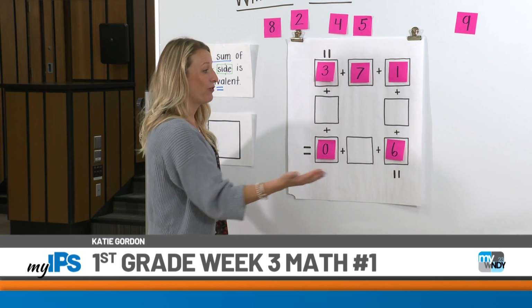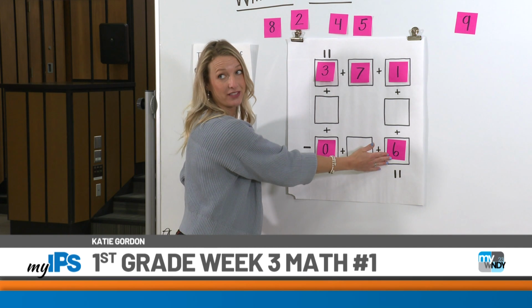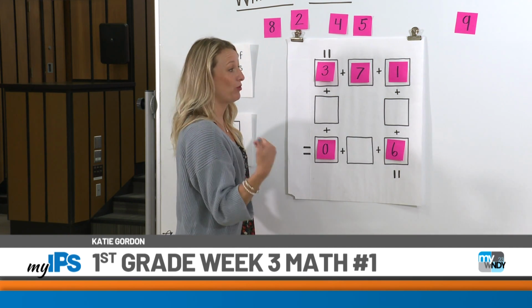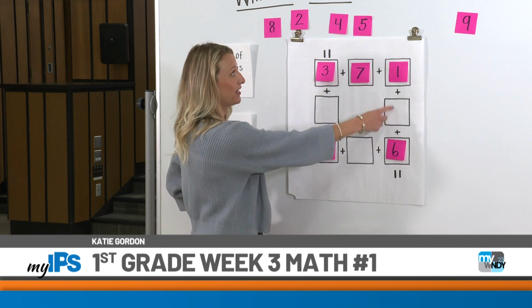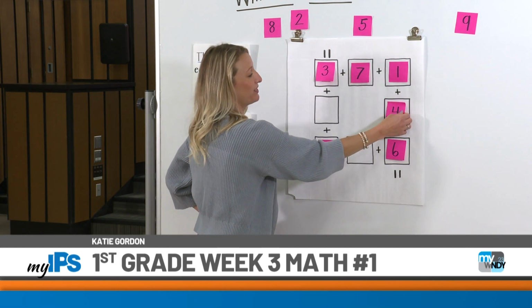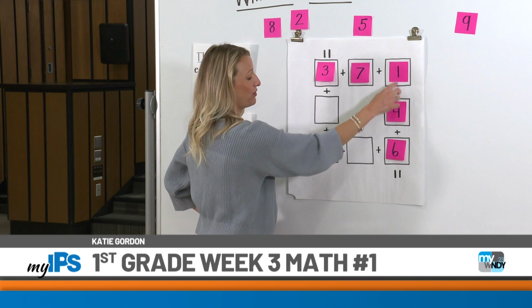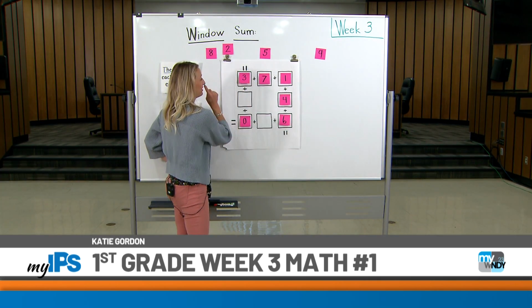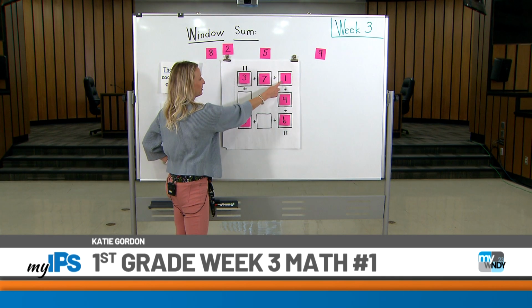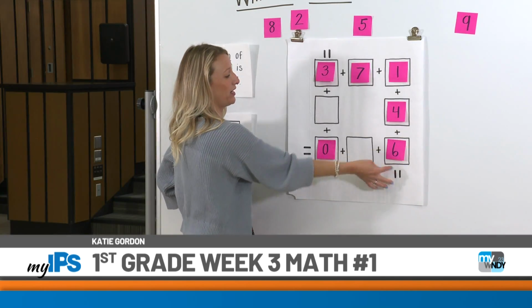So I'm trying to think, what is 6's friend of 10? If I have 6, how many more do I need to get 10? Take a moment, try to think about the number that would go here. 6 and 4 give you 10, plus 1 gives you 11. So each of your sums are 11 and 11 so far. So 7 plus 3 plus 1, 4 plus 6 plus 1, 11.